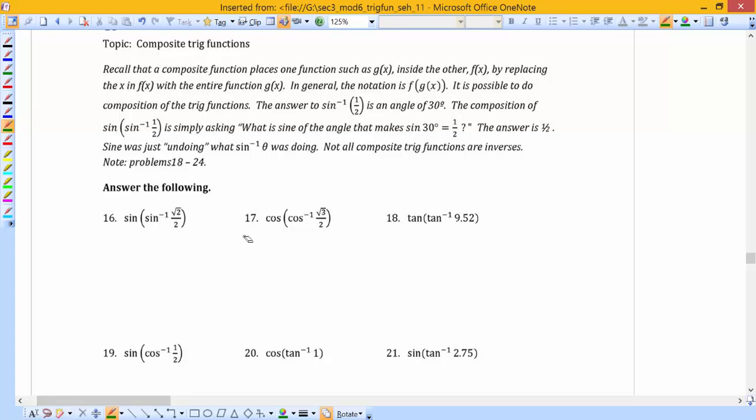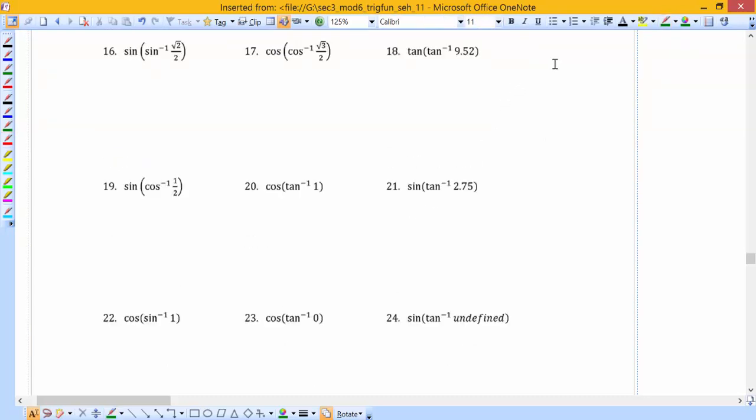The first three here, look, they're the same functions. So that should be relatively easy for you guys to come up with the answer. But then when you get to these next ones, they're not so easy. Notice how these are on your unit circle. All of these are values that are on your unit circle, except for the 2.75, which you will then need to use your calculator for.